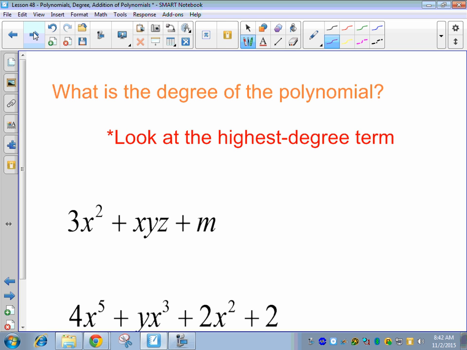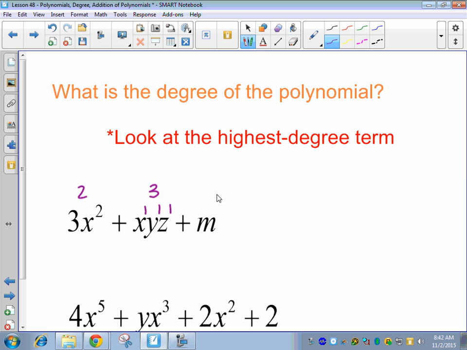All right, what is the degree of the polynomial? So when we're trying to find the degree of a polynomial, we're looking at the term that has the highest degree of its own. So like for this one, we have 3x squared. These ones all have 1s on them. So if I wanted to find the degree of just this term, what would that degree be? 3. So this one has degree 2.